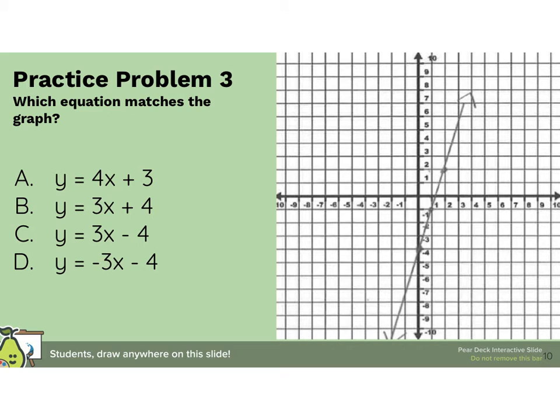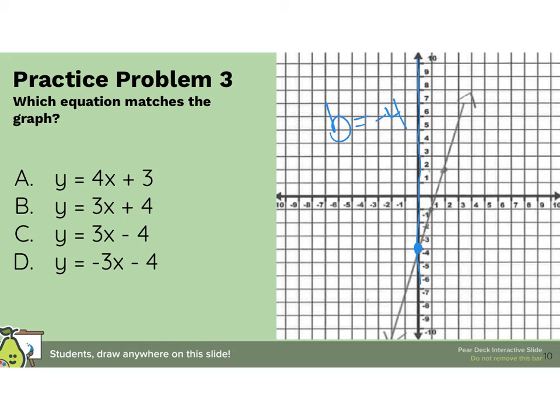Last one. Now this one is the opposite. I've given you the graph and you need to find the equation. This is what your exit ticket will look like because you can't graph for me, so you're going to have to find the correct graph. So we're going to look at the graph and we're going to find the y-intercept first. So following this line, where does it cross? Right here at -4. So the y-intercept is -4.